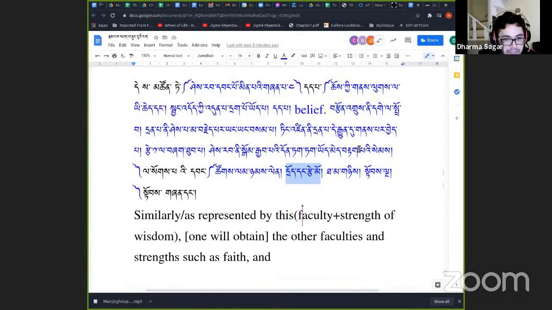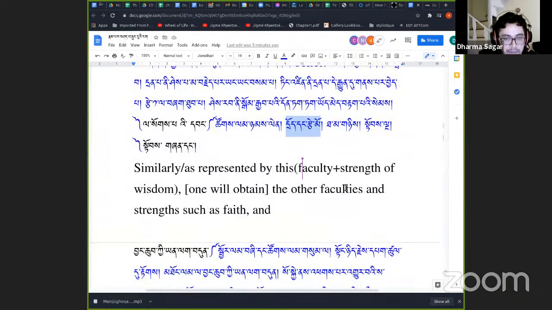And then he was saying that for the last 2 ones, acceptance and supreme attribute, then it is only the 5 strengths.